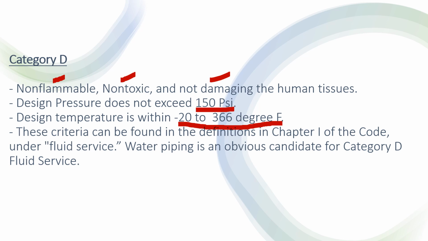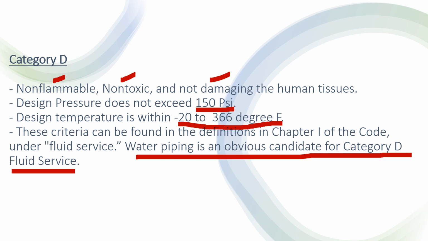Water piping is an obvious candidate for category D fluid service. So if only normal water is flowing, normal water is non-flammable, non-toxic, and not damaging the human tissue, and its pressure should not exceed 150 psi. If you are using water and the pressure is more than 150 psi or 10 bar, then we cannot call it category D.